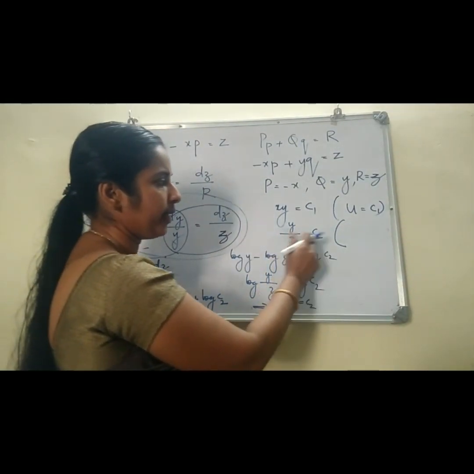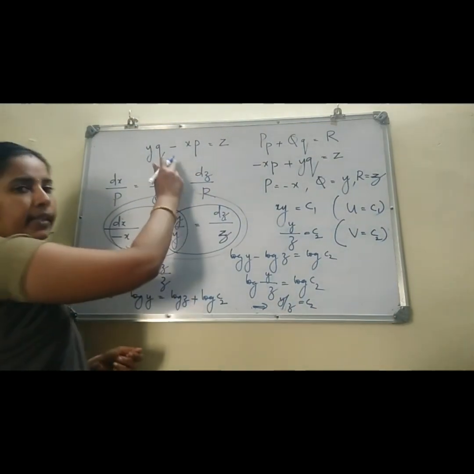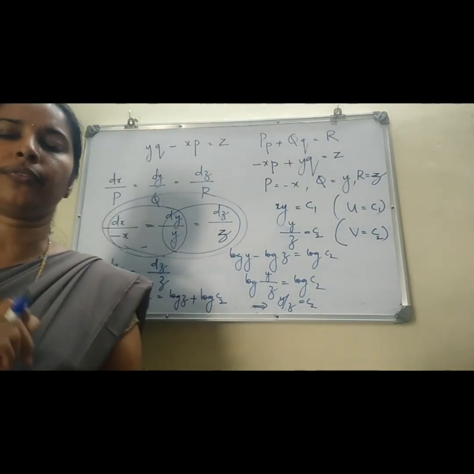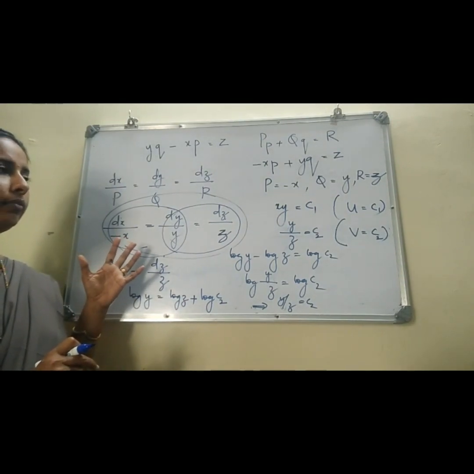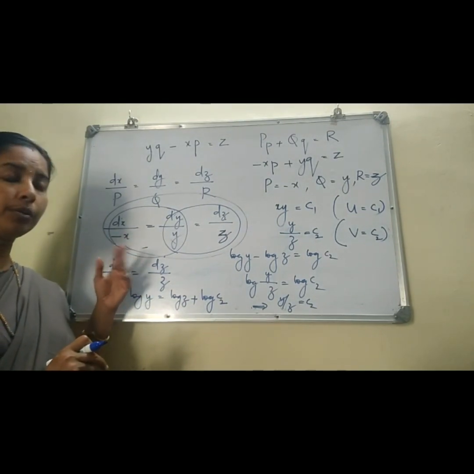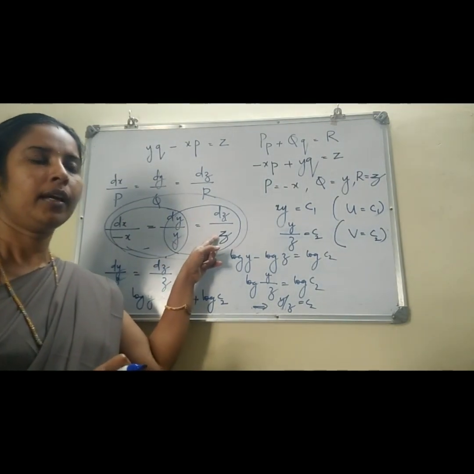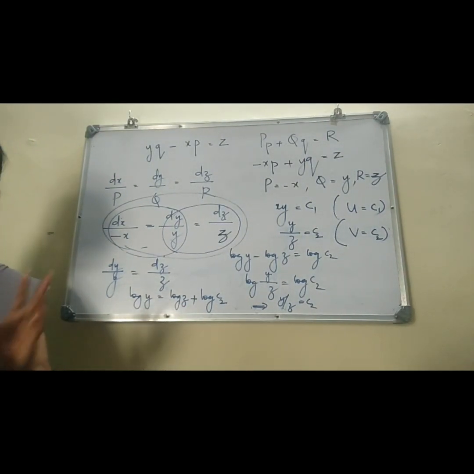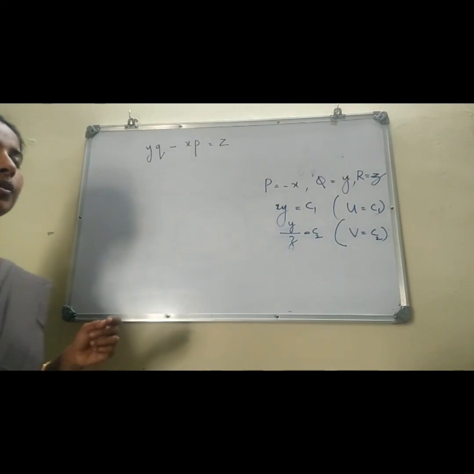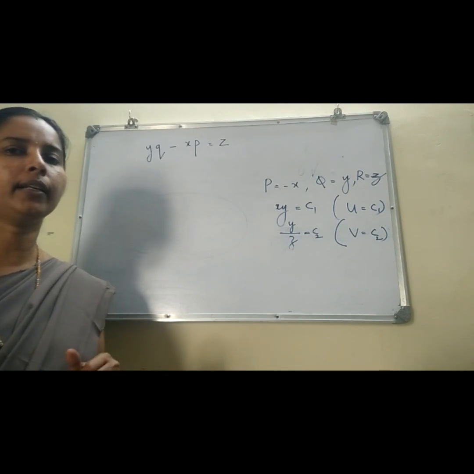This is our v equal to c2. So for solving this equation, we need only two solutions of the auxiliary equation. Really, you can form more than two solutions of this auxiliary equation. For example, if you consider the first and last and solve it, you get another solution of the auxiliary equation. But we need only two solutions. Anyway, you try to find two solutions, that's enough. And we got two solutions of the auxiliary equation, that is xy equal to c1 and y by z equal to c2.